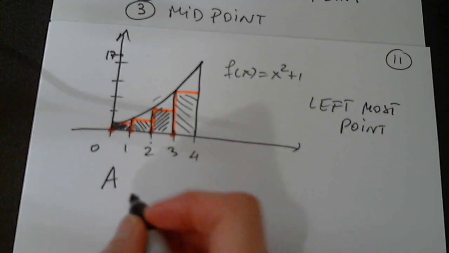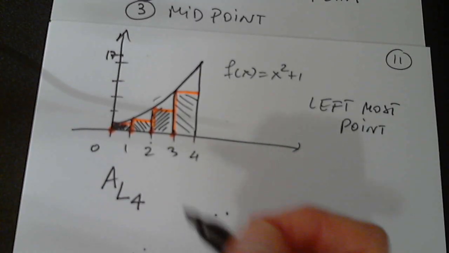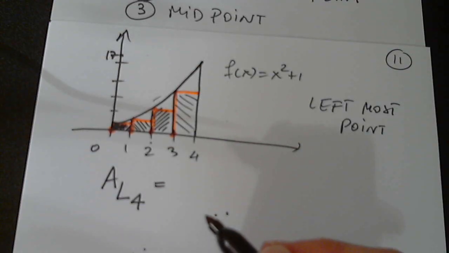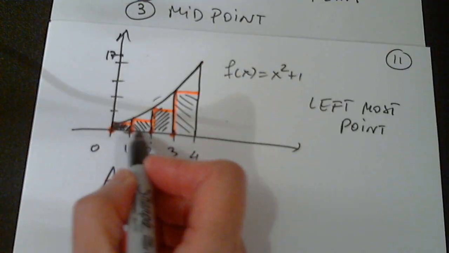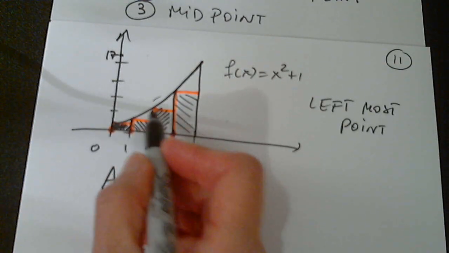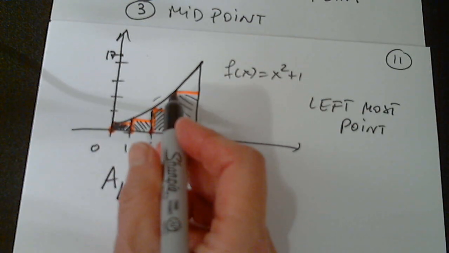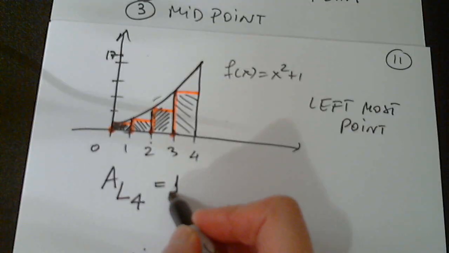So the area using the leftmost point with 4 subintervals is base times height plus base times height plus base times height plus base times height. This is the area of each rectangle. The base is always 1, so I'm going to take it out.